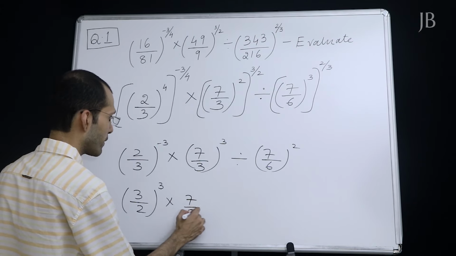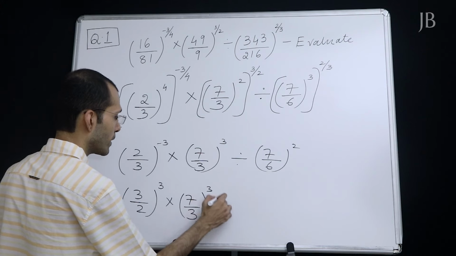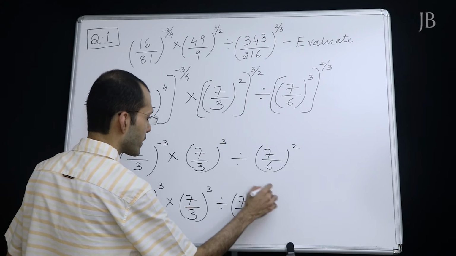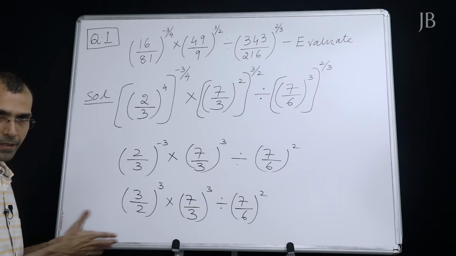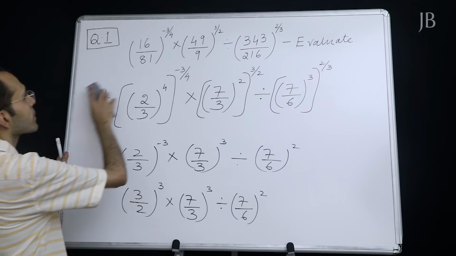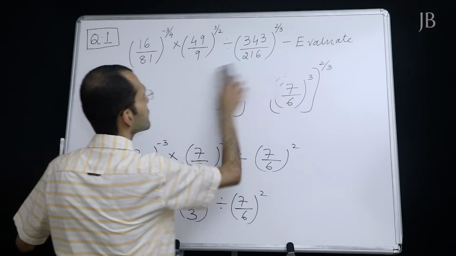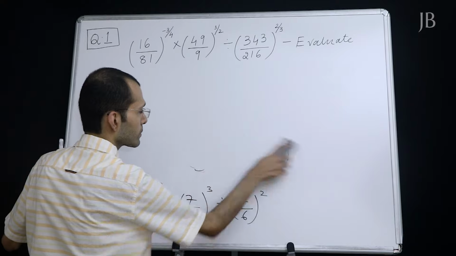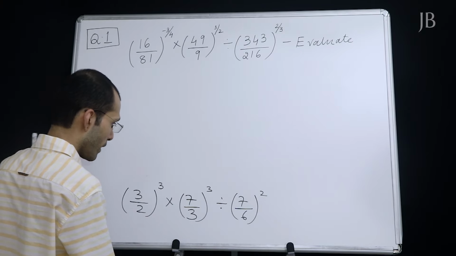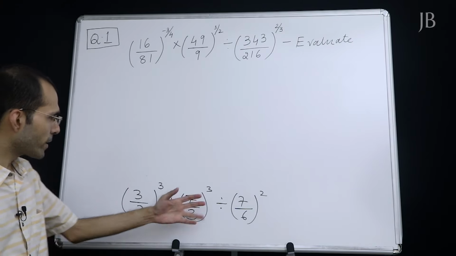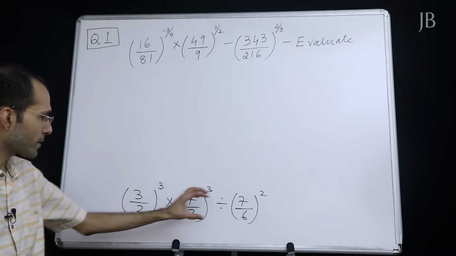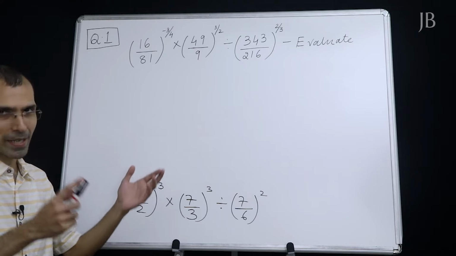Into 7 upon 3 raised to 3 divided by 7 upon 6 raised to 2. Till here it is fine. Okay, now this we will erase. Here we have reached a stage where there is nothing much left. All negative powers have been taken care of, numbers are also small, so we open up the brackets.